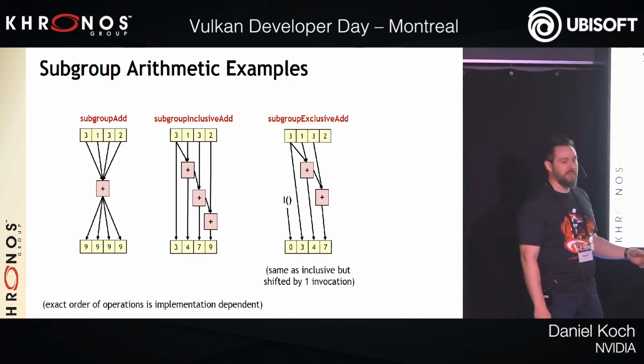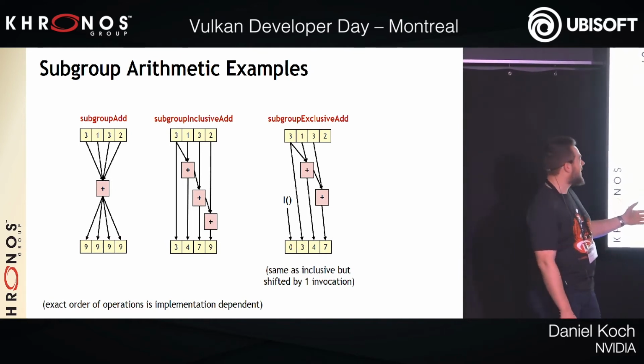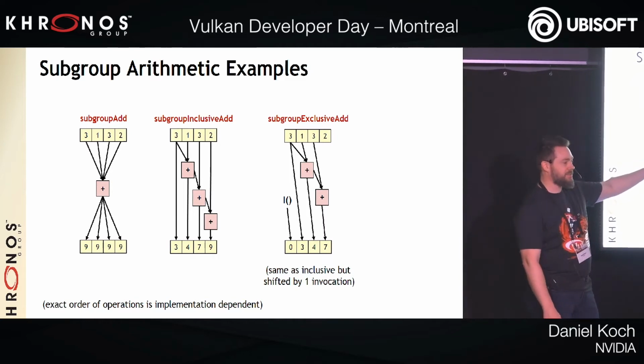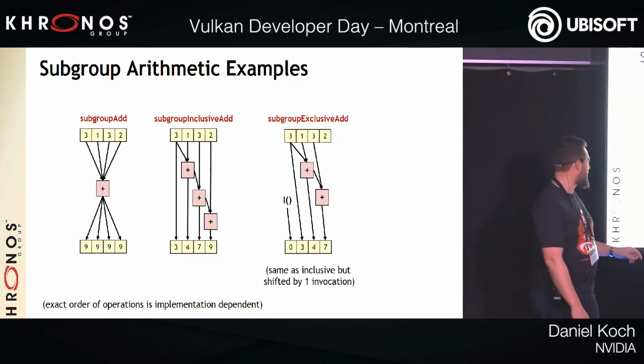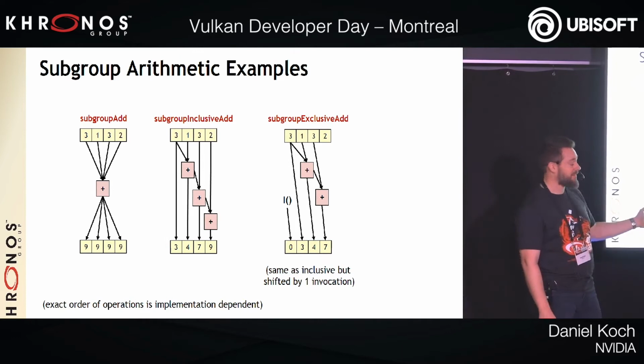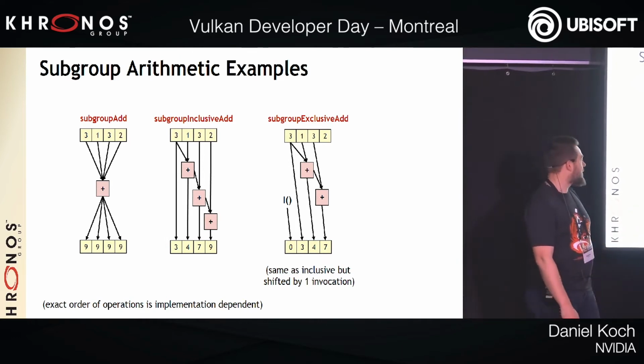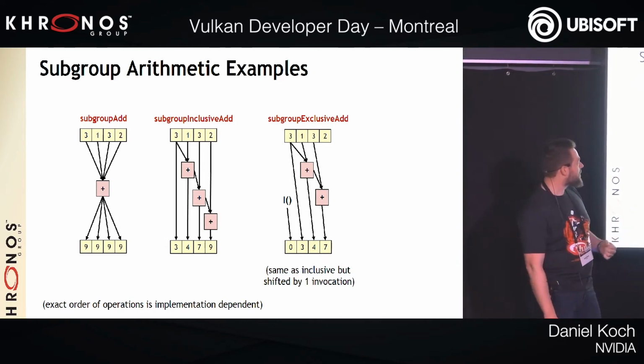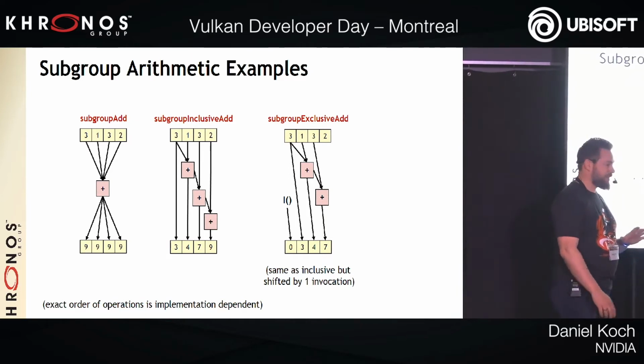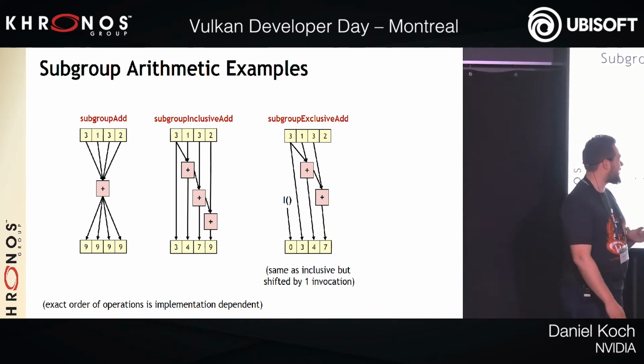The thing to keep in mind is this is an example of how the operations could work. Don't necessarily rely on these results. This is just for understanding purposes. The exact order of operations is implementation dependent. So just keep that in mind. If you've got numerically unstable values, you might have some fun there.